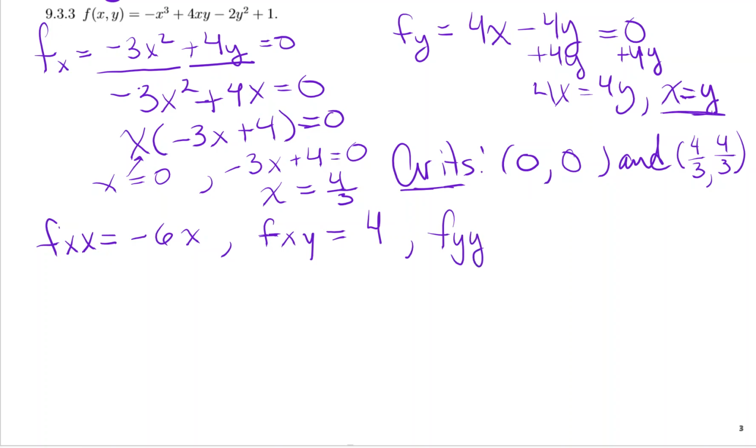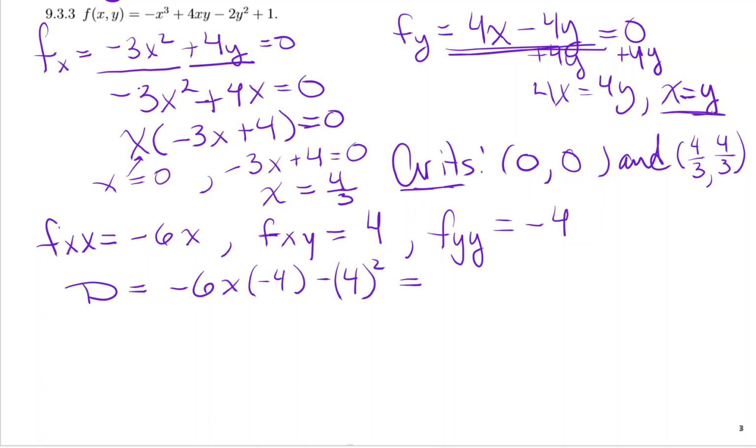And then we're going to do fyy. So I'm going to go back and do the y derivative of this guy. So that first term, the 4x, is going to be 0, and I'll end up with a negative 4 for when I derive y and get 1. Okay, so there's my D. I'm going to have negative 6x times negative 4 minus 4 squared.